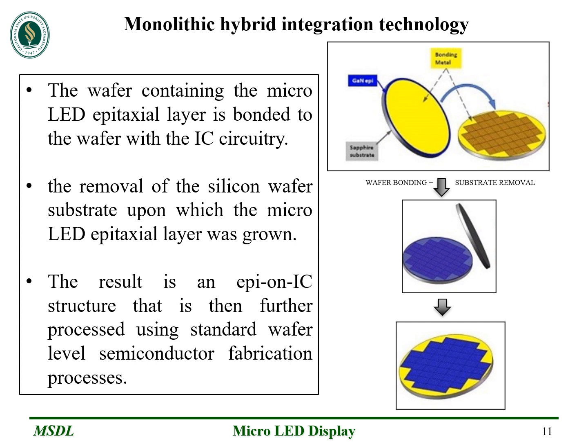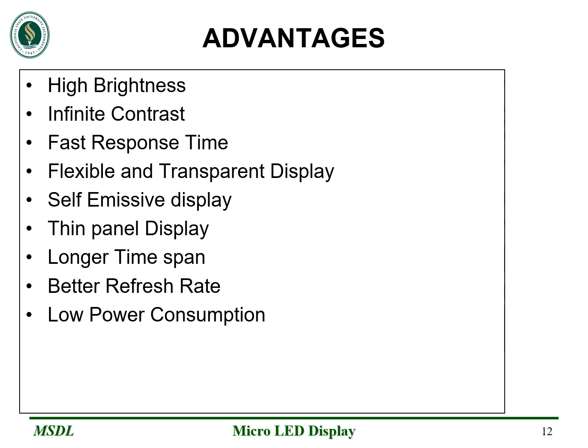The next step is removal of the silicon wafer substrate upon which the micro LED epitaxial layer was grown. The result is an epi on IC structure that is then further processed using a standard wafer level semiconductor fabrication process. Following are the advantages of micro LED display.